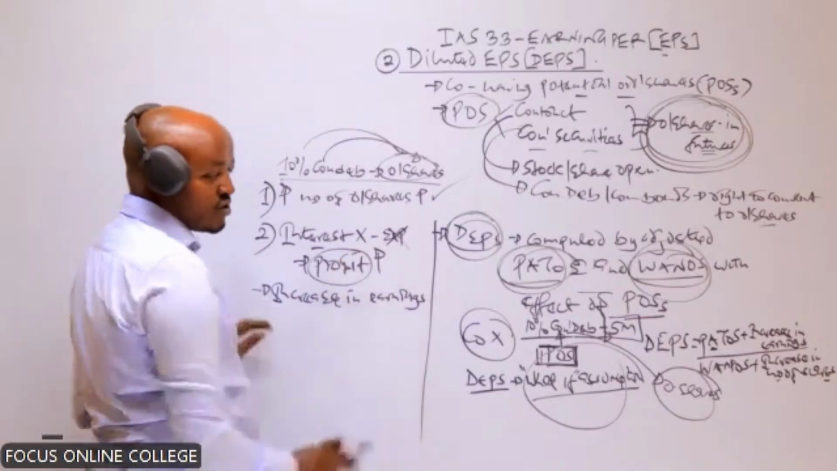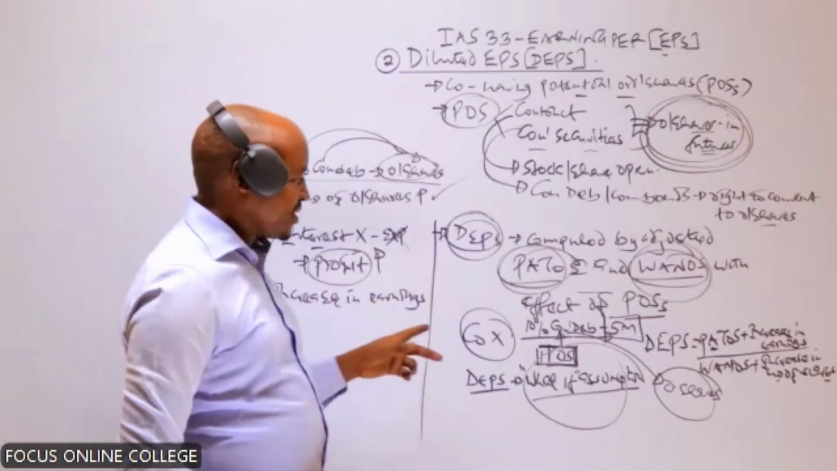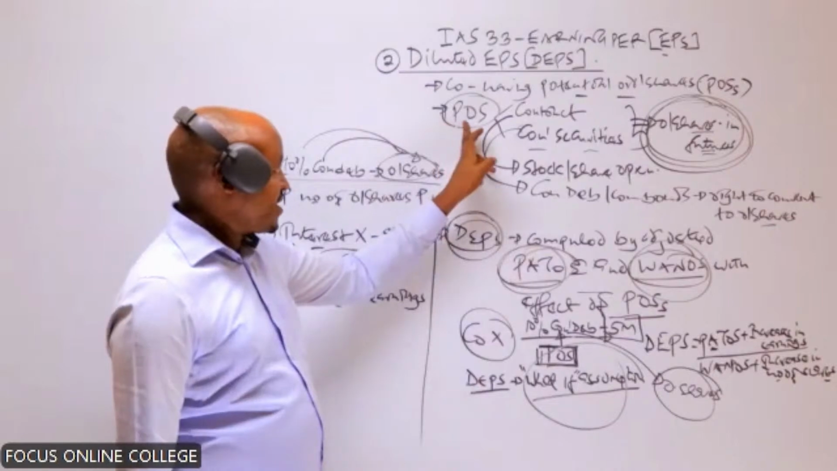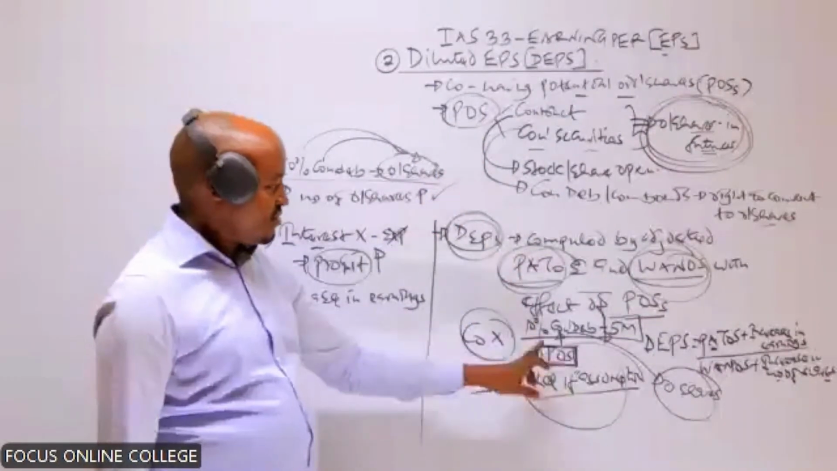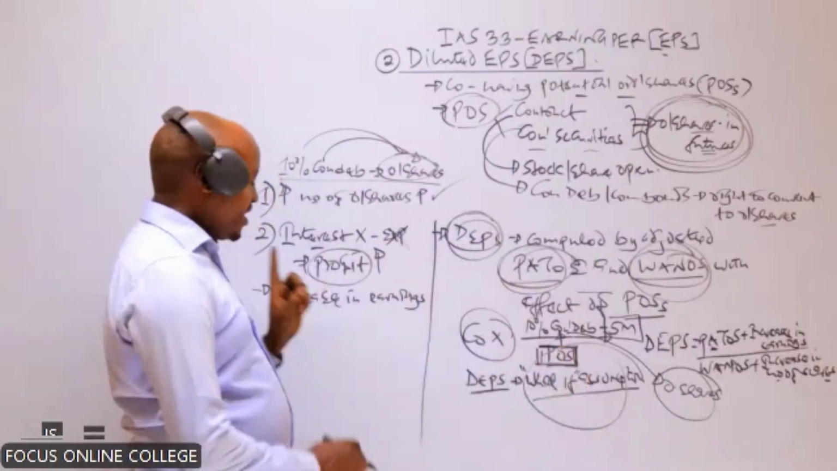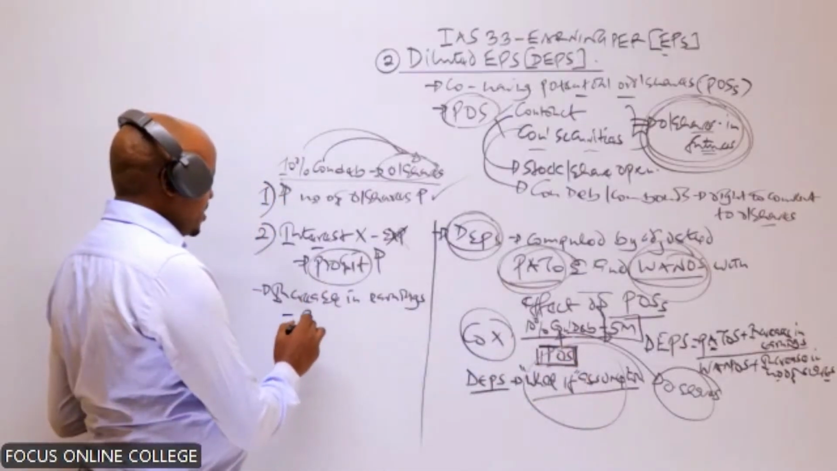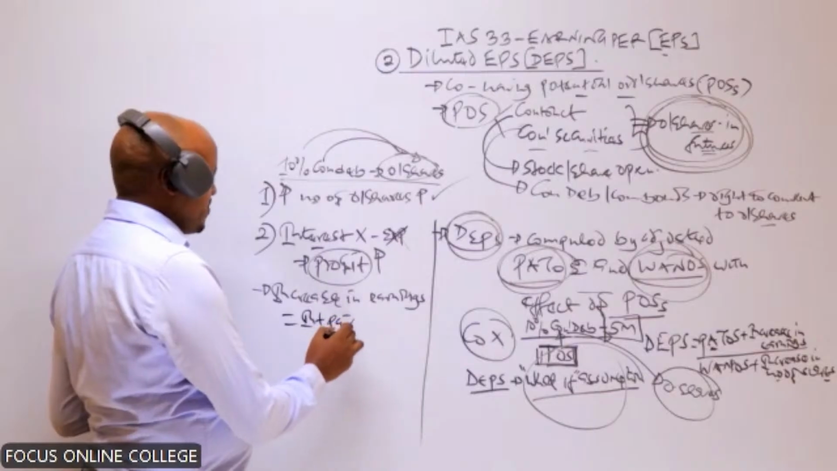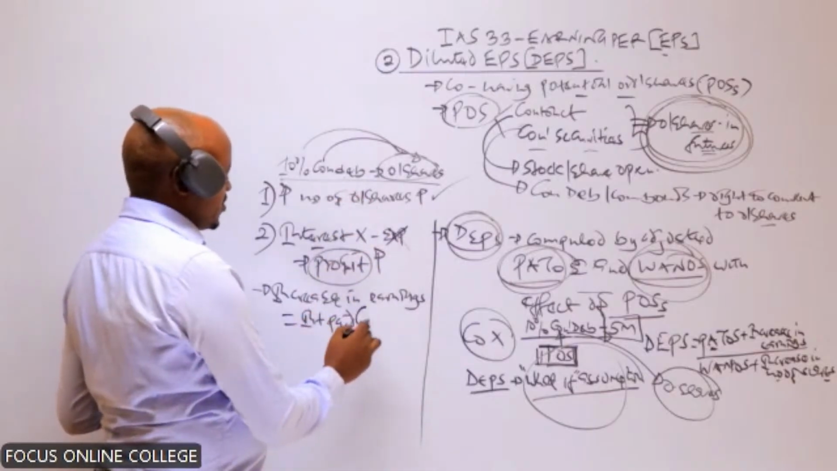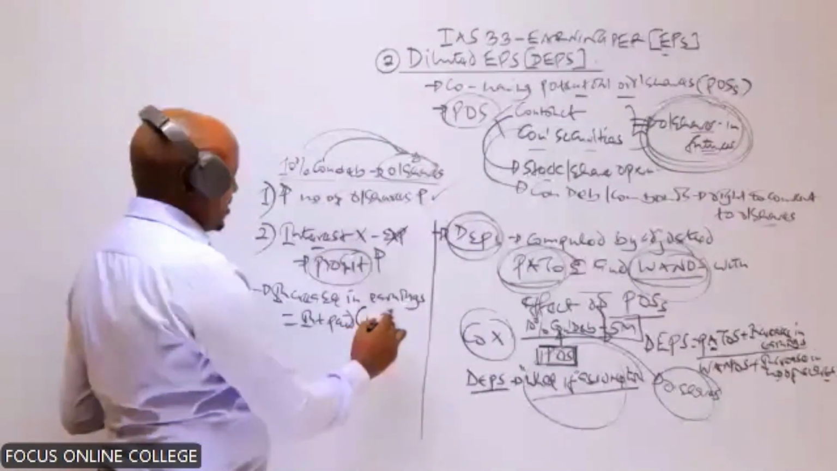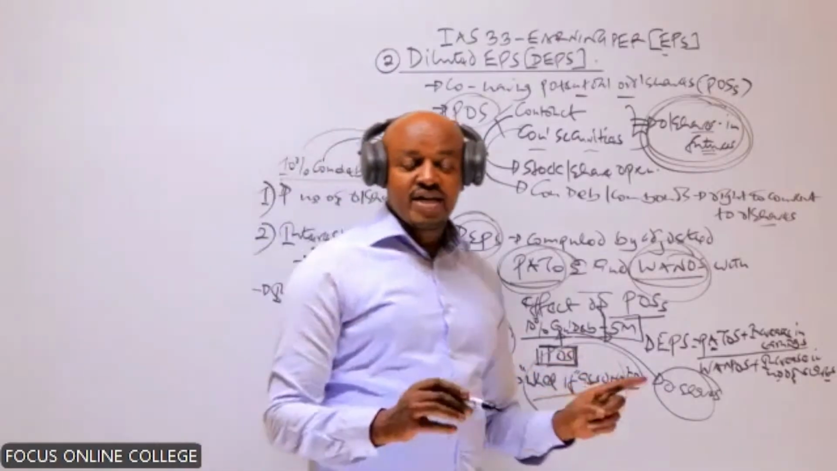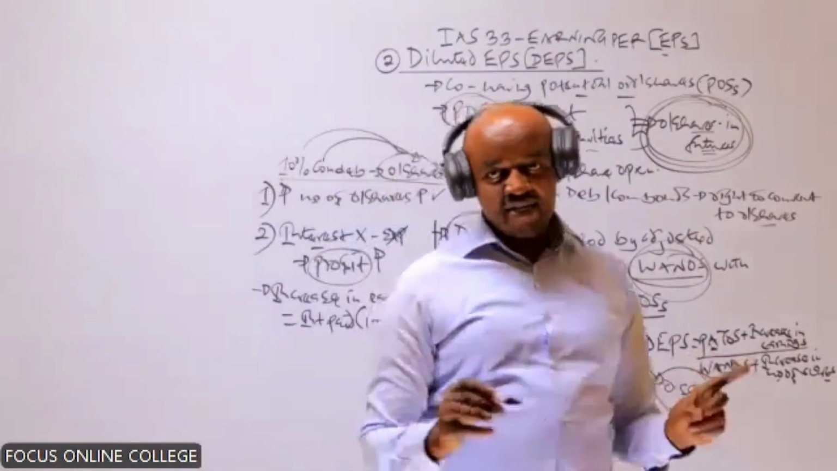how much? We're going to look at how we compute this for the different types of potential ordinary shares, because we have different types of this. But generally, when computing the increase in earnings for the debentures, we take into account the interest which was paid. How much interest was paid to the holders of these debentures? And then we multiply that interest paid with 1 minus tax rate.